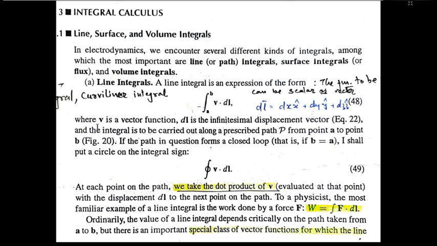Now when we are talking about a line integral, the line path is spread between point A and point B. Whenever we are talking about a path, there are two possibilities: the path is open, or the path is closed. That means B and A are on the same point. That means it is a closed loop.